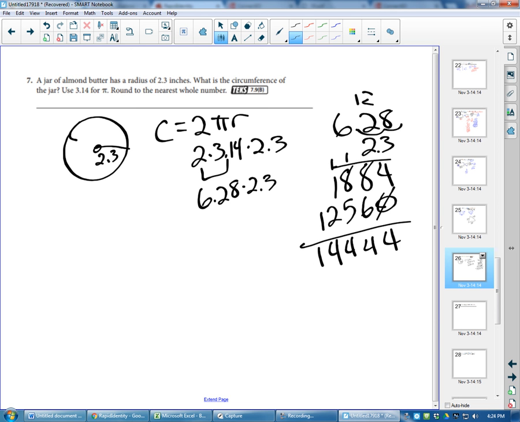So 4, 14, 14 again, 4 again, 1. We have 2 decimals on top, 1 in the bottom. So our circumference is about 14.4 inches.